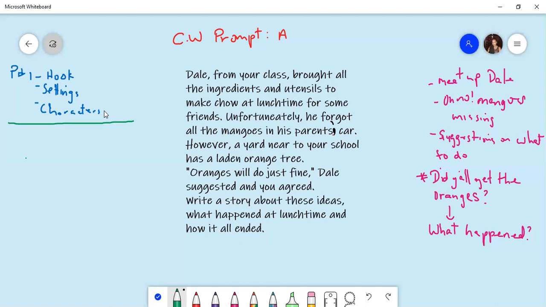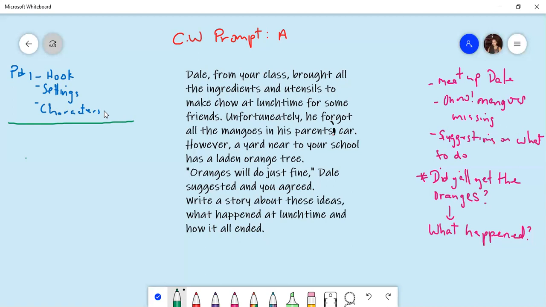If your parents give him the mangoes, how would we make that into an interesting story? No, I said don't give him the mangoes. Right, that's what it started. It says, unfortunately, he forgot the mangoes in his parents' car, so his parents dropped him to school and they left. Parents not coming back.